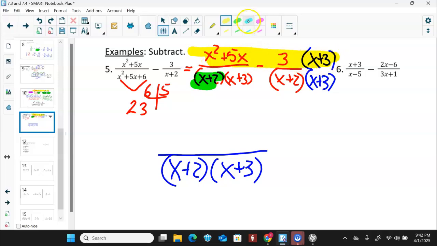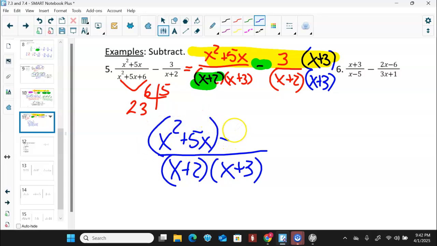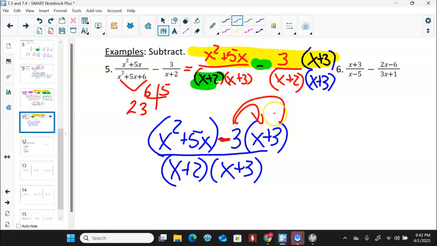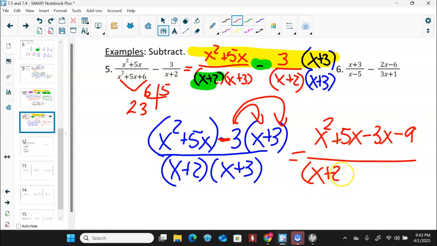What I do want you to notice is this negative here, okay? So I got x squared plus 5x as one of the factors, minus 3 times x plus 3. Now, as you notice, this negative 3 is going to be distributed to the x, and this negative 3 is going to be distributed to the 3. Negative 3, not just 3. So I'm going to have x squared plus 5x here. Negative 3 times x is negative 3x, and negative 3 times 3 is negative 9, over x plus 2 and x plus 3.